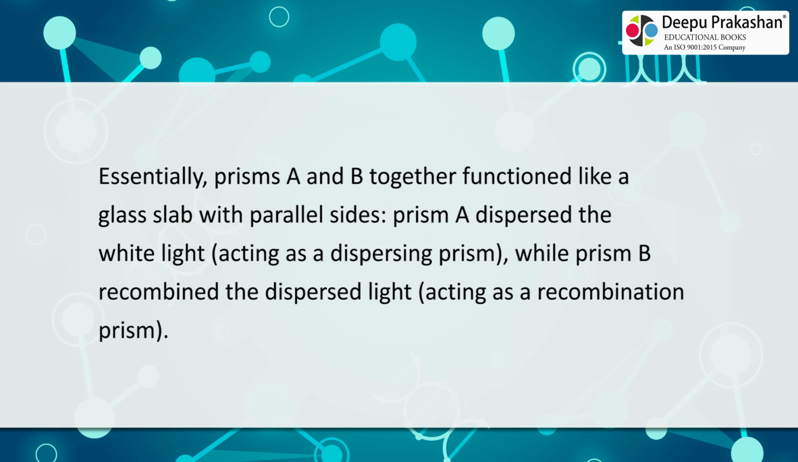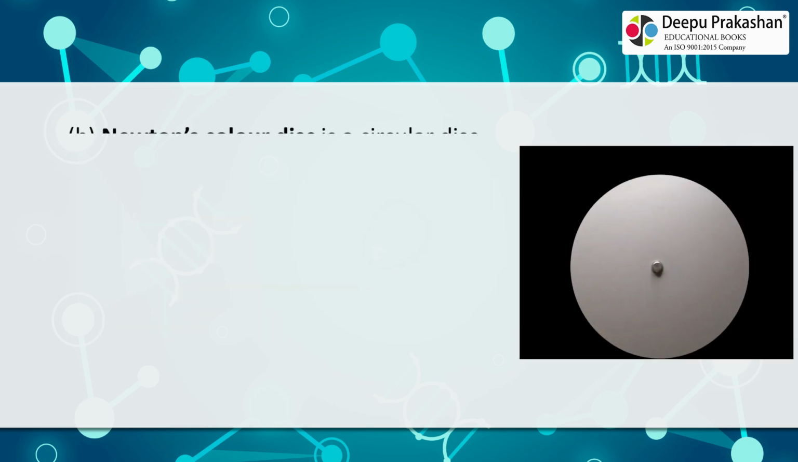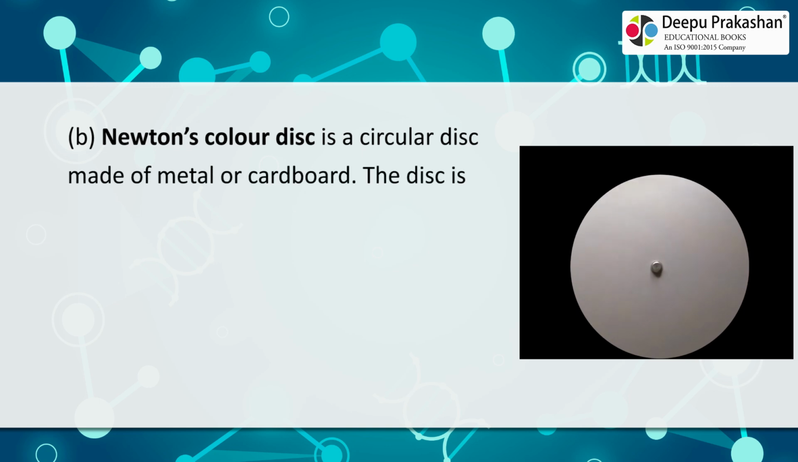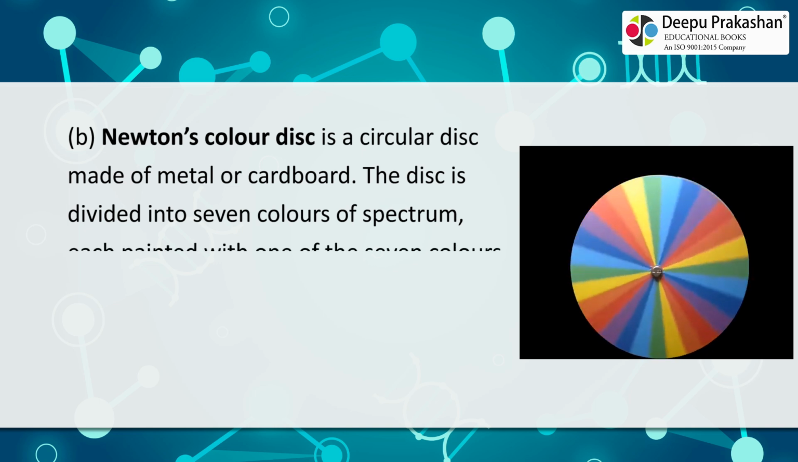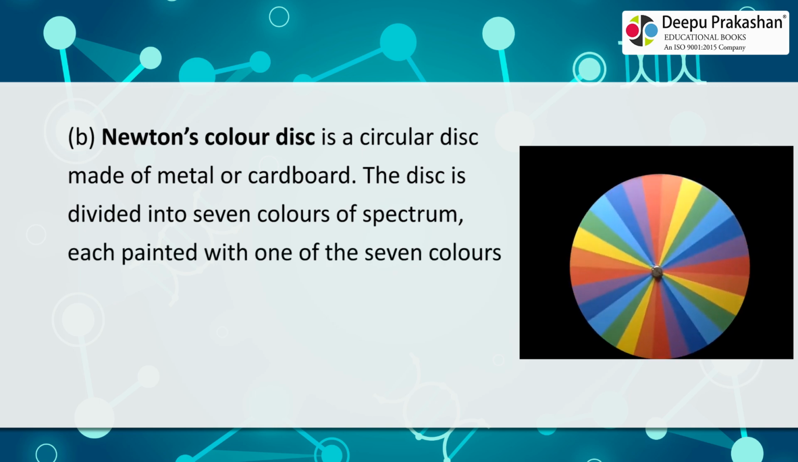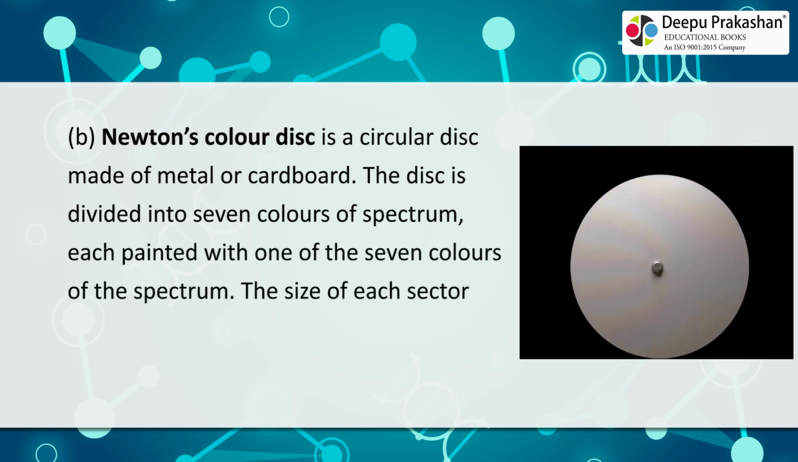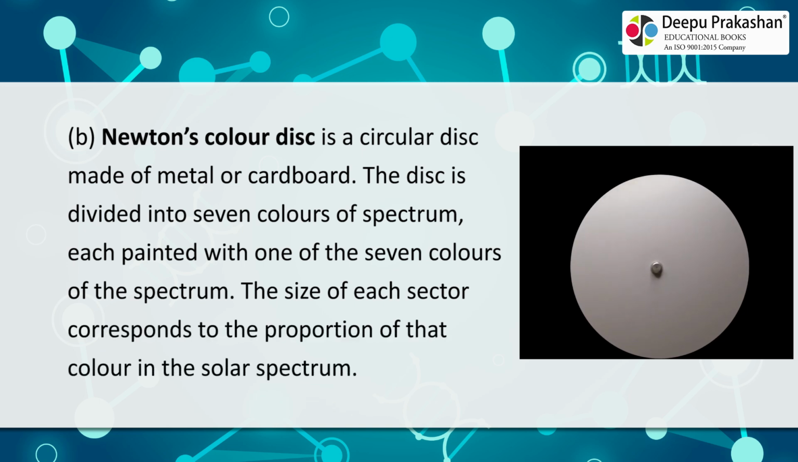B. Newton's color disk is a circular disk made of metal or cardboard. The disk is divided into 7 sectors, each painted with one of the 7 colors of the spectrum. The size of each sector corresponds to the proportion of that color in the solar spectrum.